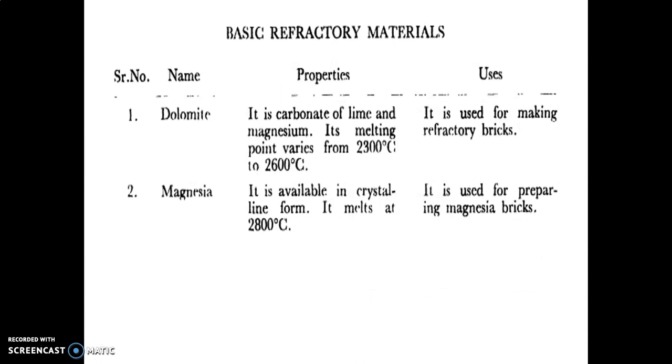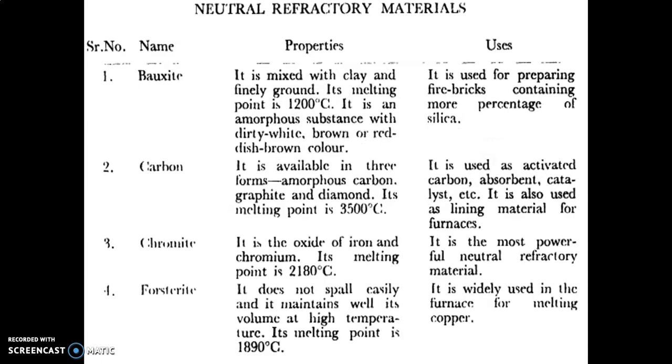Basic refractory materials. Dolomite: it is carbonate of lime and magnesium. It is used for making refractory bricks. Magnesia: it is available in crystalline form. It melts at 2800 degrees centigrade. It is used for preparing magnesia bricks.